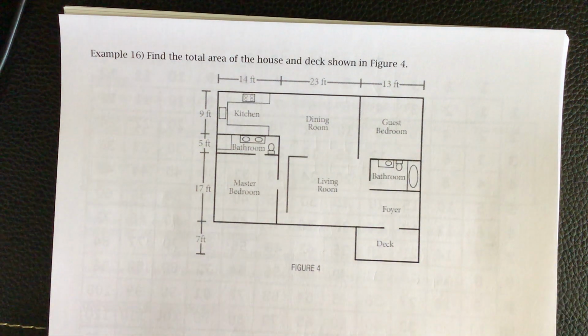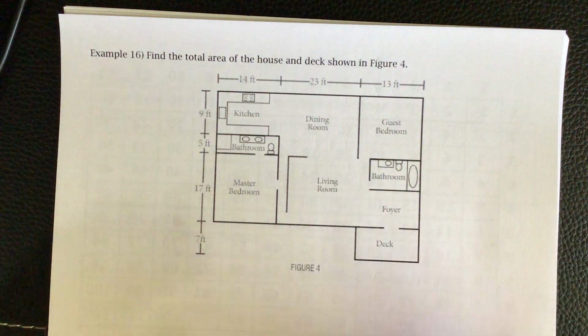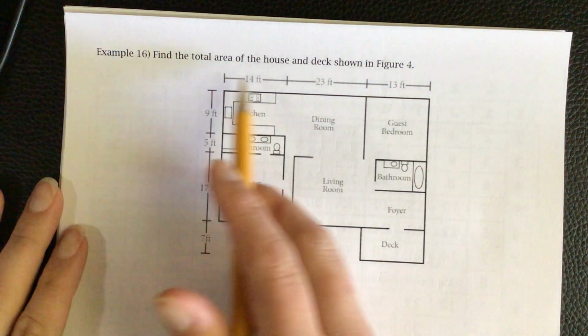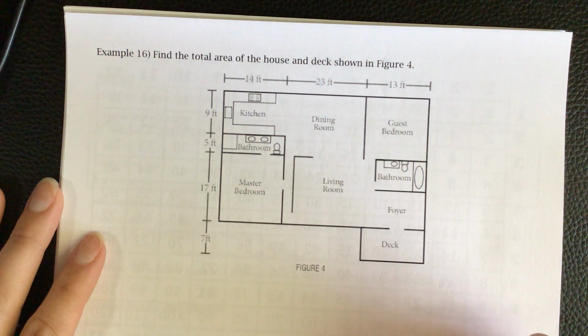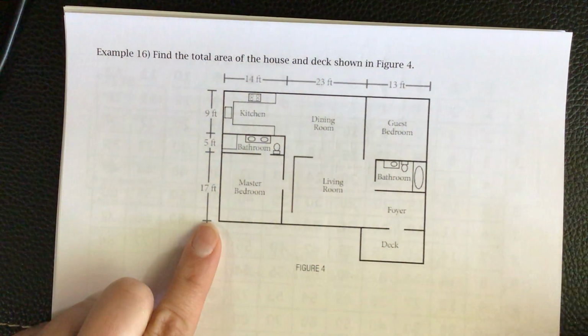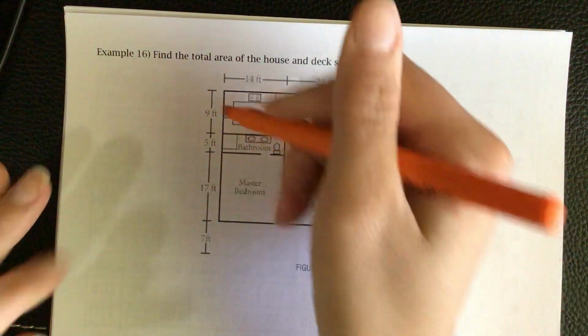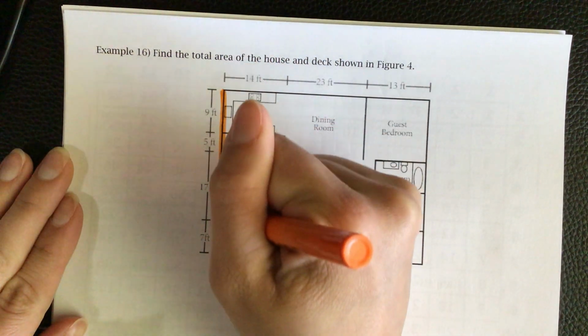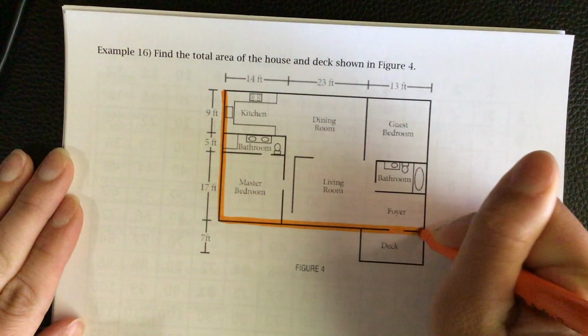Find the total area of the house and the deck, shown in this figure here. We have lots of different little pieces. We're going to try to figure out what the main pieces are, and we're going to try to put it together. So finding the total area of the house and the deck shown. You can see that there are a couple of different shapes. We're going to highlight out one of them. Here's one nice rectangle here.